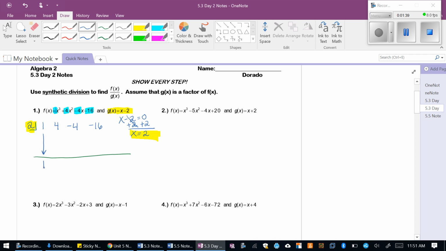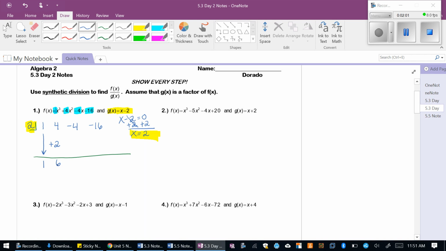Now in synthetic division, our first step is to drop down the first coefficient, so 1. Just to review, whenever we do any operations with the number that was in the box, we're going to do multiplication. So we have 1 times 2 is 2. I put that in the next blank. Whenever we do any operations within a column, we're going to add. So 4 plus 2 is 6.